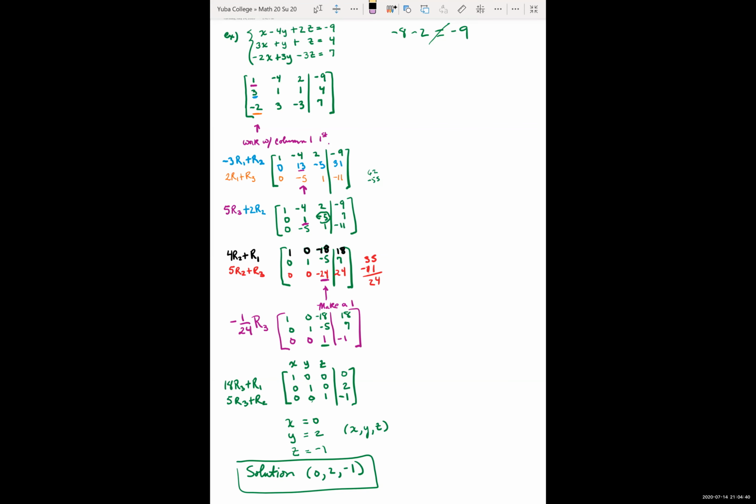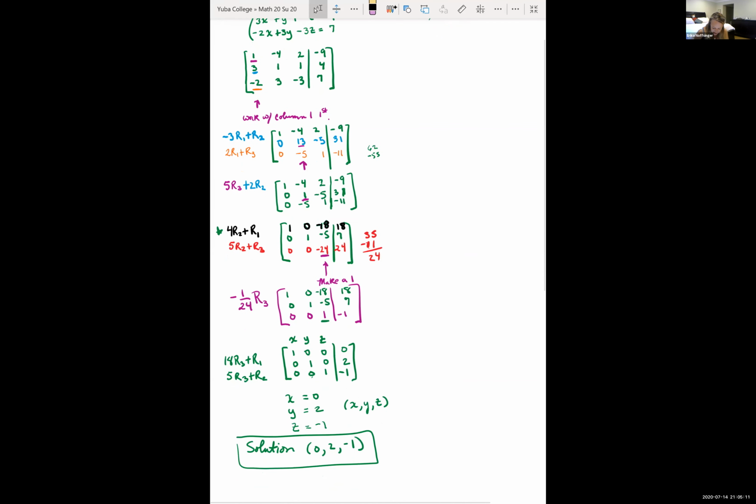Is it the 4 row 2 plus row 1, the black? Because I got 1, 0, -18, and I got 19 instead of 18. Okay, so let me check that one. So 4 row 2, so that's -20, that's -18. Is this a 31 still? What was that?